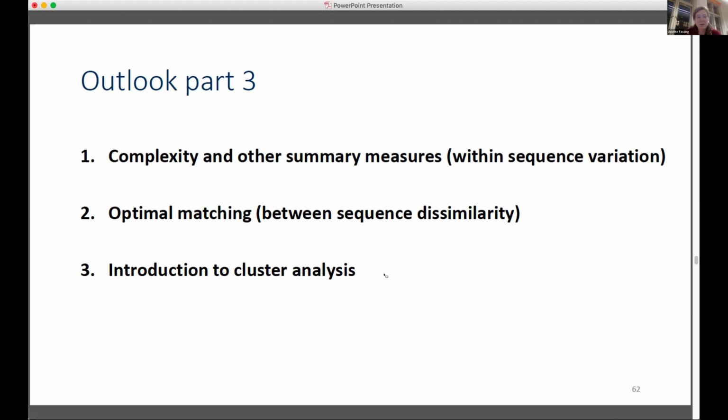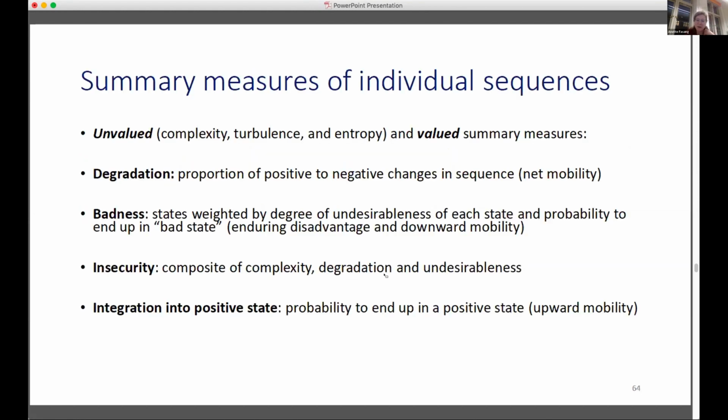But let's first start with the first way, where we're looking at variation, the temporal structure within sequences. So here we have to distinguish between two types of summary measures. The first one are unvalued, and the second one are valued summary measures. What do I mean by unvalued? Here we are only looking at the temporal structure. So that's something like counting the number of transitions. I don't care if it's upward mobility or downward mobility, if the transitions are between being divorced and married or cohabiting and married. It's simply looking at the number of transitions and variation in the duration.